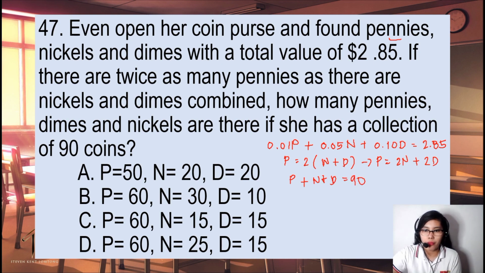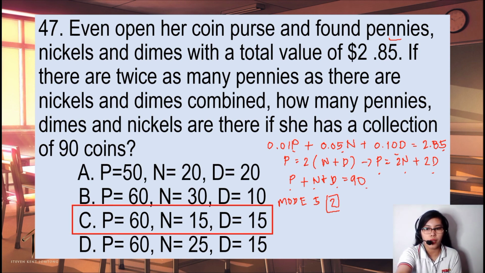So we have 3 equations, 3 unknowns. We can use mode 5, 2. Okay. The 3 equations, 3 unknowns. For our first equation, write 0.01, 0.05, 0.10, and 2.85. For the second equation, input 1, negative 2, and 0. For the third equation, input 1, 1, 1, and 90. And our answer would be 60, 15, and 15. Okay?